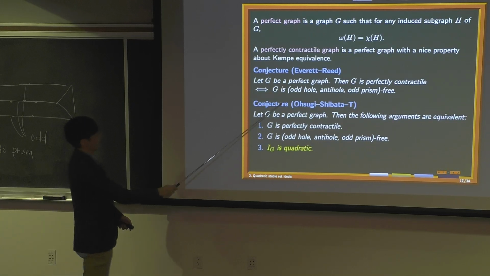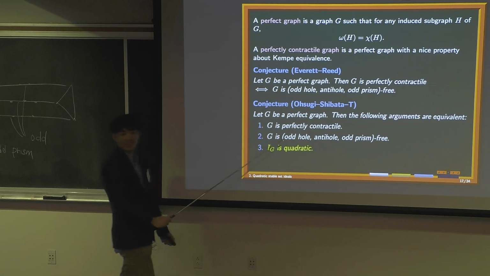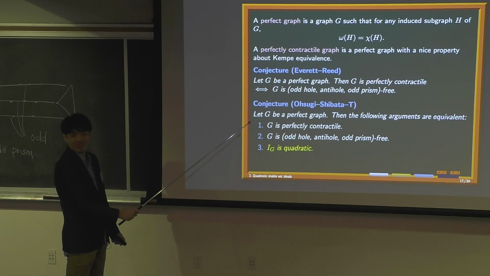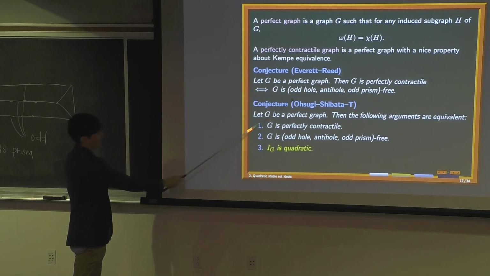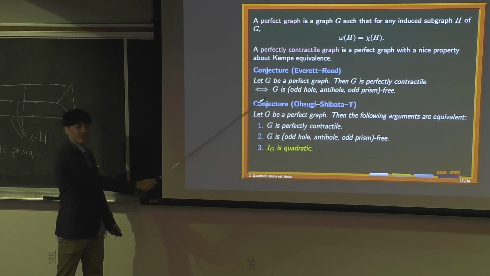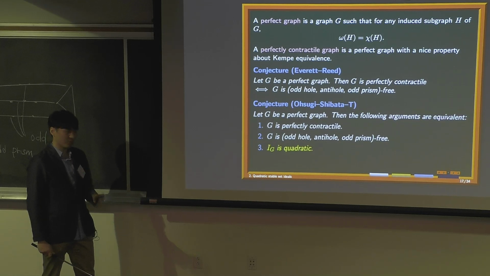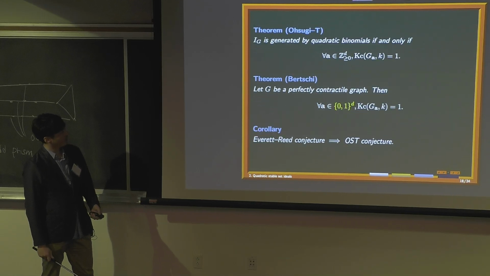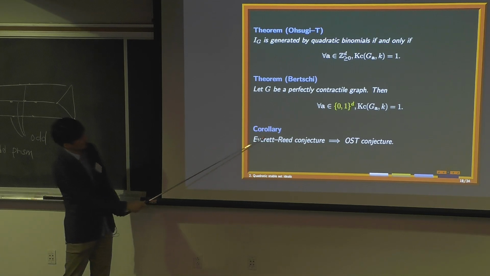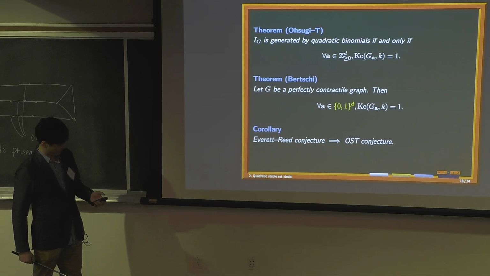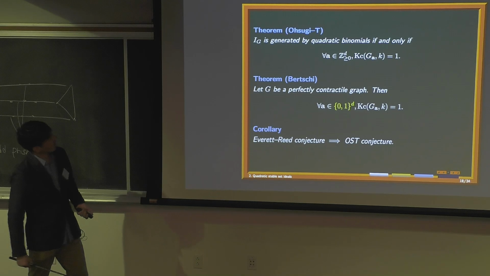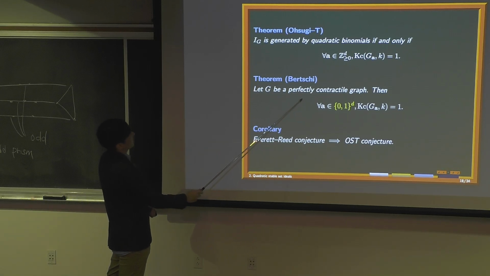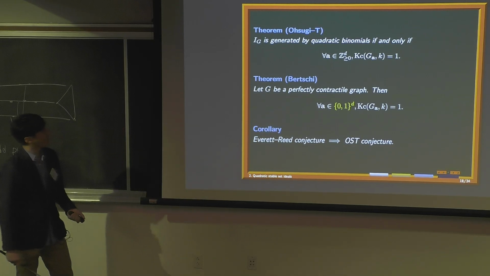Namely, if this graph conjecture is true, then automatically our algebraic conjecture is also true. Okay, this one. So I think these results give good evidence for our conjecture.